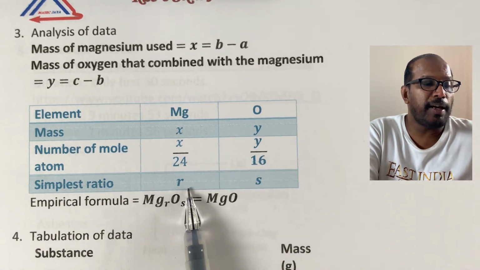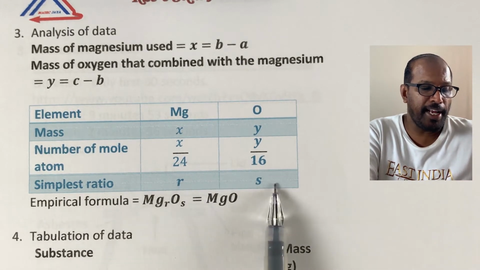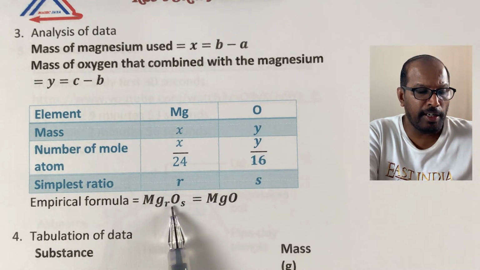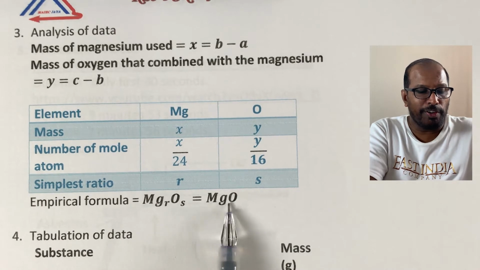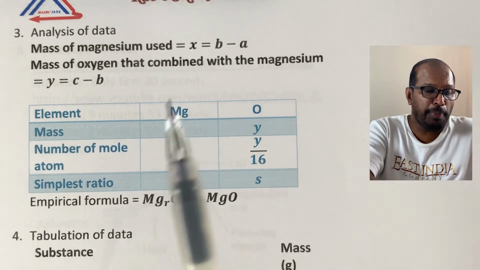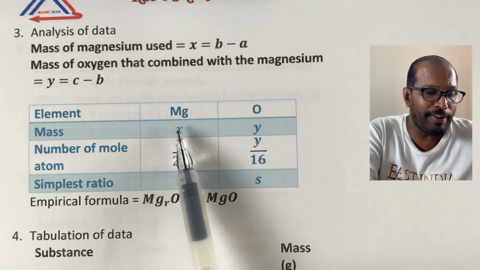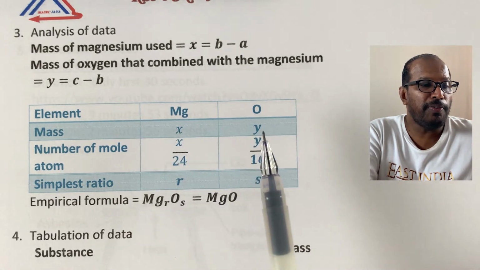Therefore I filled it up as R and S. If R and S, the empirical formula will be MgRO S. That's the empirical formula. So you can write it like that, or you can write it as MgO. Now, what is the problem I'm facing in this? I need to know the value of X. I need to know the value of Y.